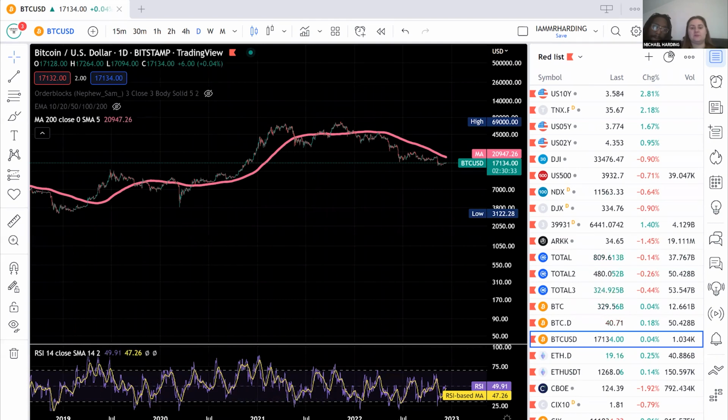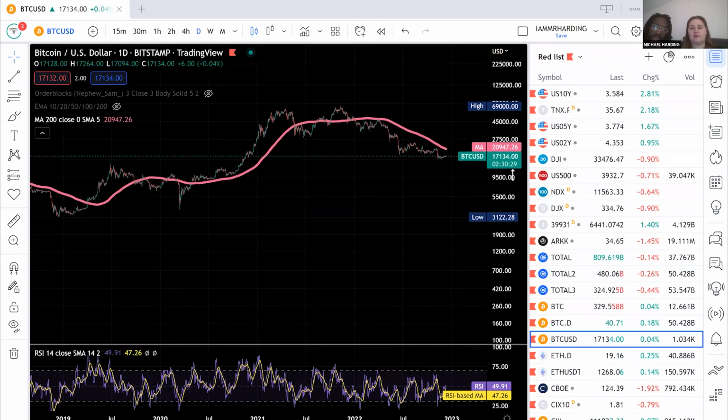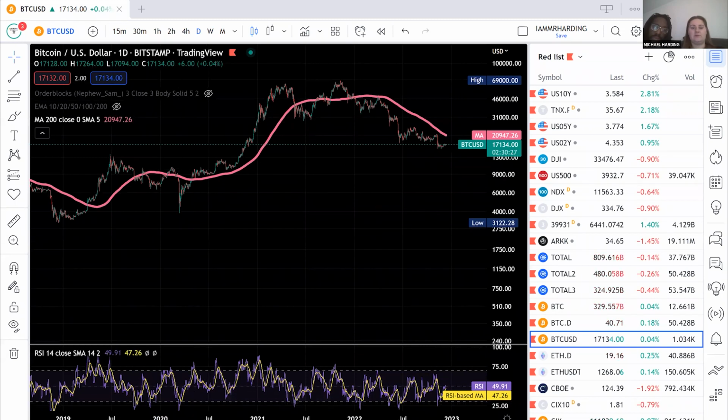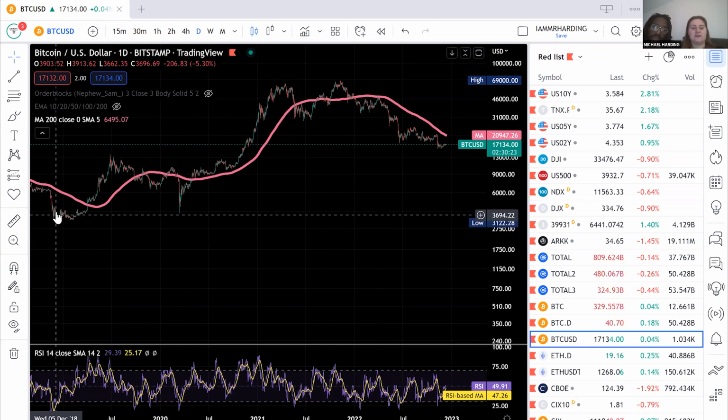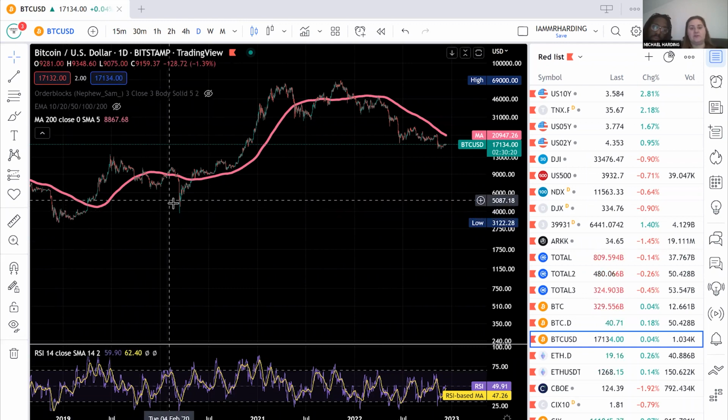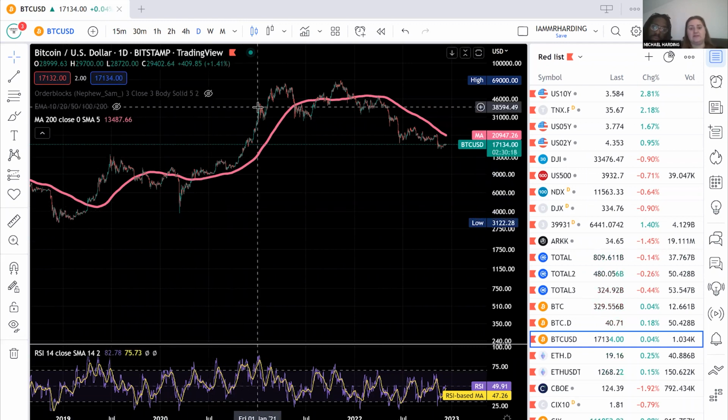There's not been too much crazy price action. We have been going sideways for a while, as we probably all experienced and seen. Right, so this takes us back now to 2018, and this is on a daily.